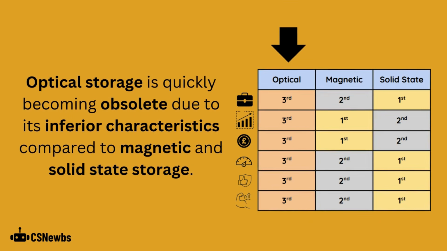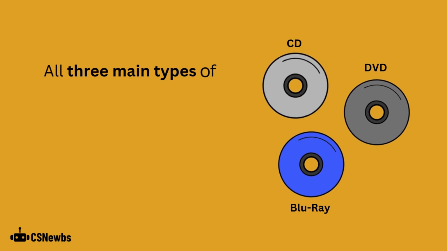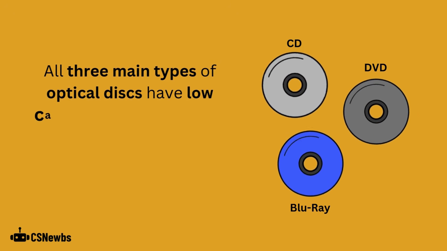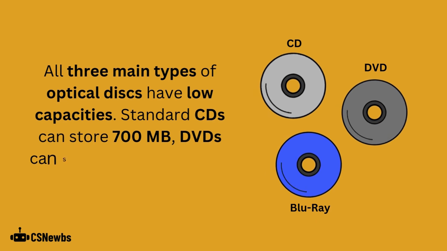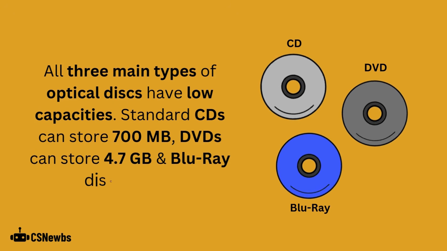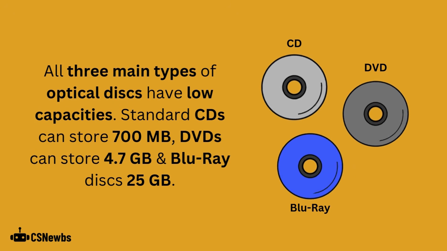Optical storage is quickly becoming obsolete due to its inferior characteristics compared to magnetic and solid-state storage. All three main types of optical disks have low capacities. Standard CDs can store 700 megabytes, standard DVDs can store 4.7 gigabytes, and a standard Blu-ray disc can store 25 gigabytes.